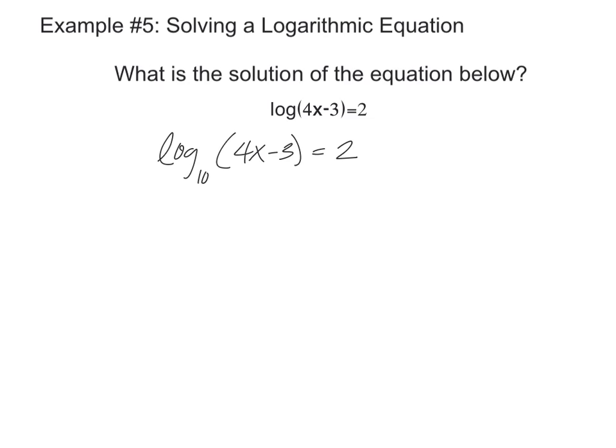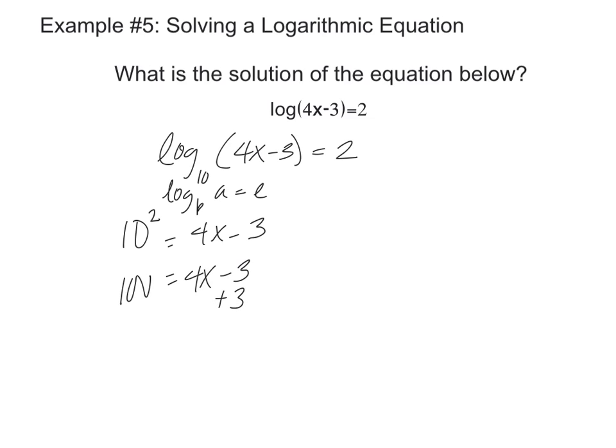Okay, so what we need to do, honestly, is just rewrite it in exponential form, because that'll help us solve for x. So this is base 10, because a log with no base is base 10. So 10 to the second equals 4x minus 3. That's going to give you 100 equal to 4x minus 3. Add 3. You'll get 103 equal to 4x. Divide by 4. And then x will equal 25.75.